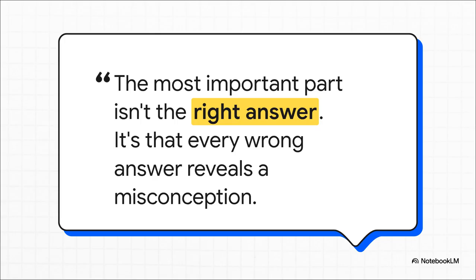Now this is the secret sauce. The magic of a good Hinge question isn't in finding out who's right, it's in the wrong answers. Each incorrect option, each distractor, is carefully designed to pinpoint a specific, common misunderstanding. So if a bunch of kids pick answer B, you know exactly what they're thinking and can fix that specific issue. The wrong answers give you the most valuable data.